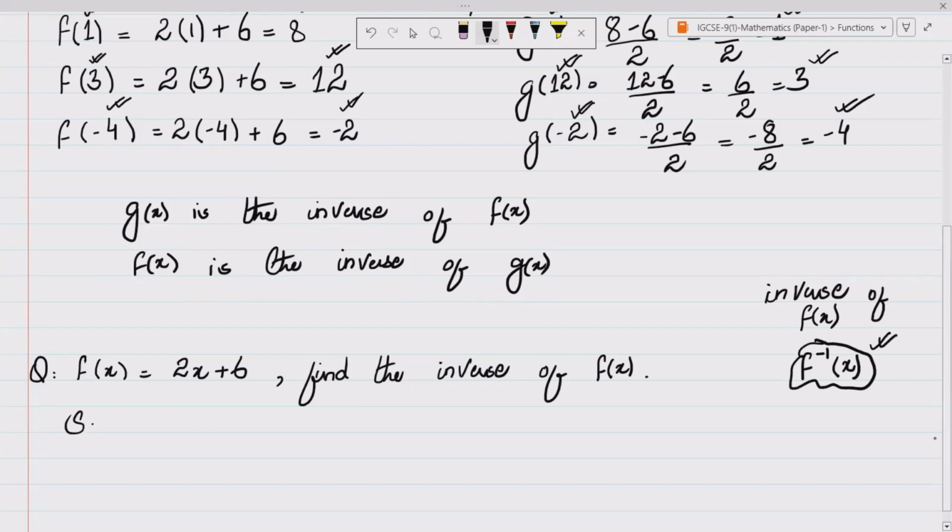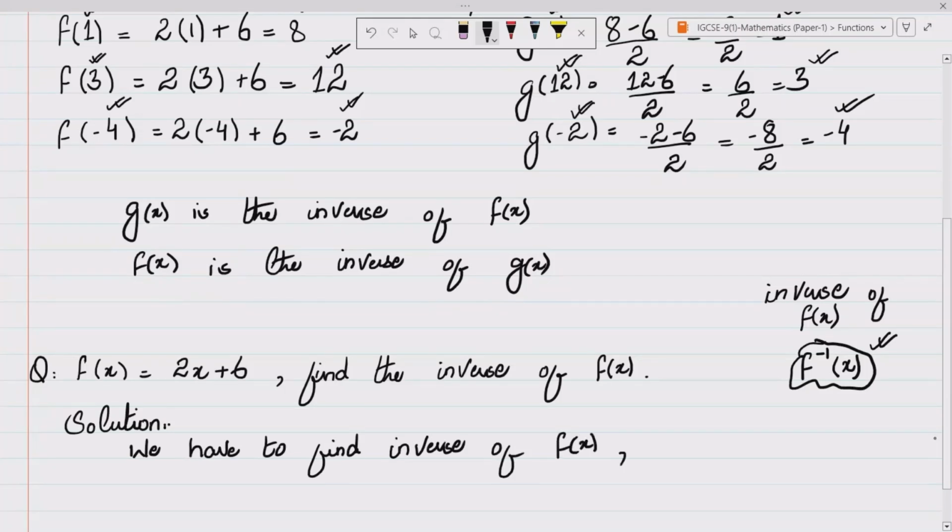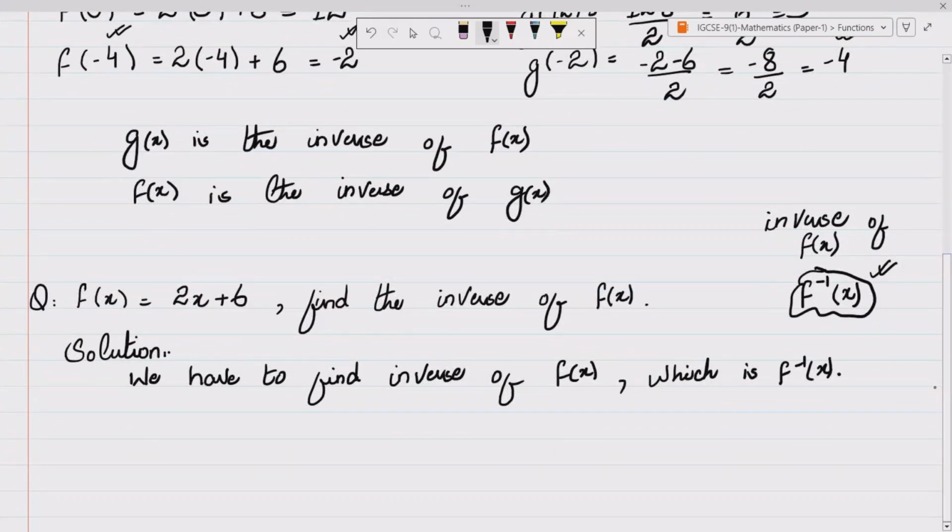So, solution: we have to find the inverse of f of x, which is f inverse x, right? So this is the notation of inverse. Now, there are steps which we have to follow to find the inverse of any function like this function f of x. So step 1.